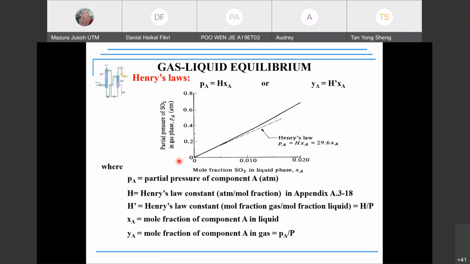Okay, are you there? Yes, Doctor. Do you know what a partial pressure is? Not really. Okay, so who can help Key? Anyone can help Key? Can I have Lavintran? Lavintran, do you know what a partial pressure is?